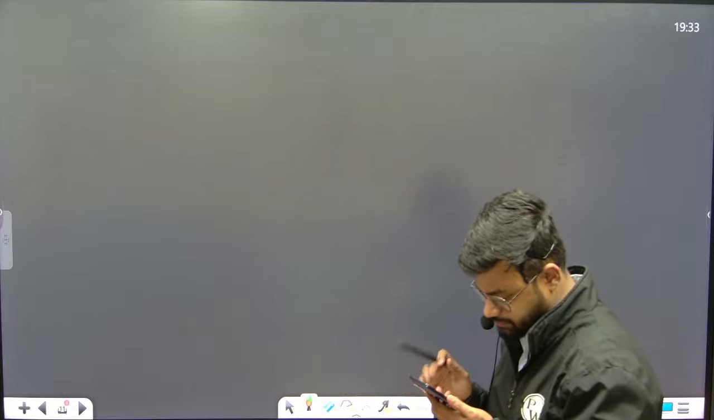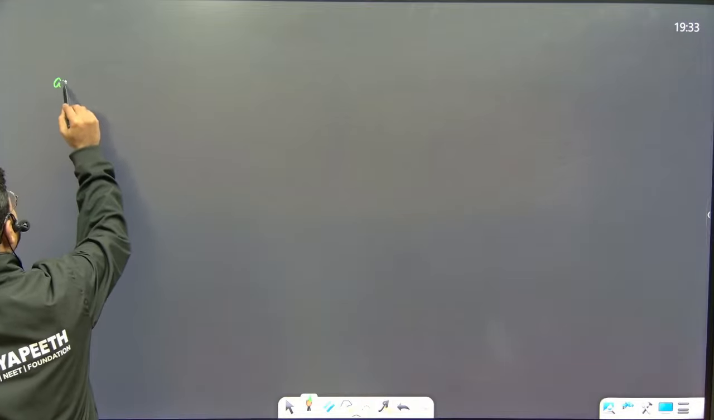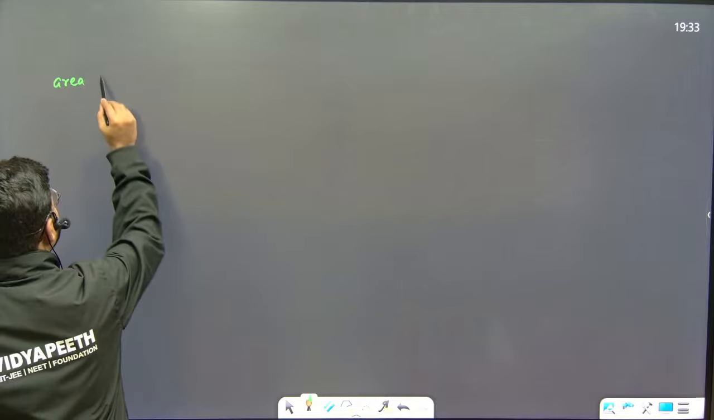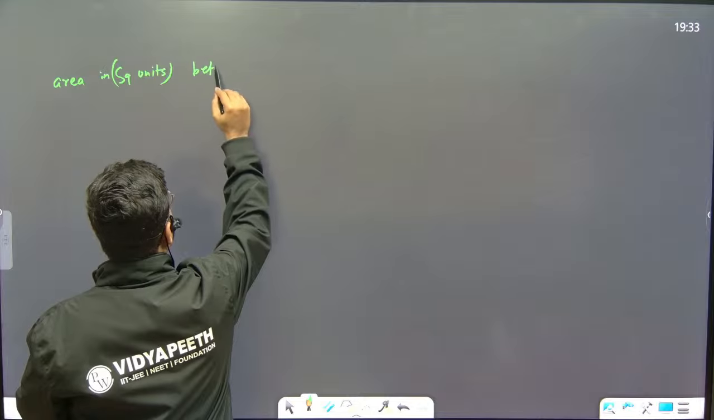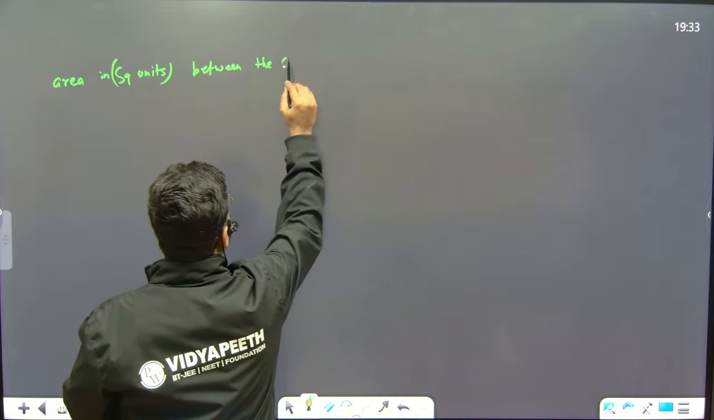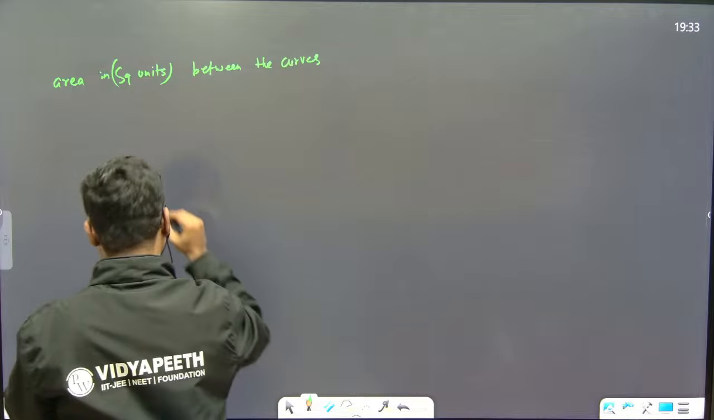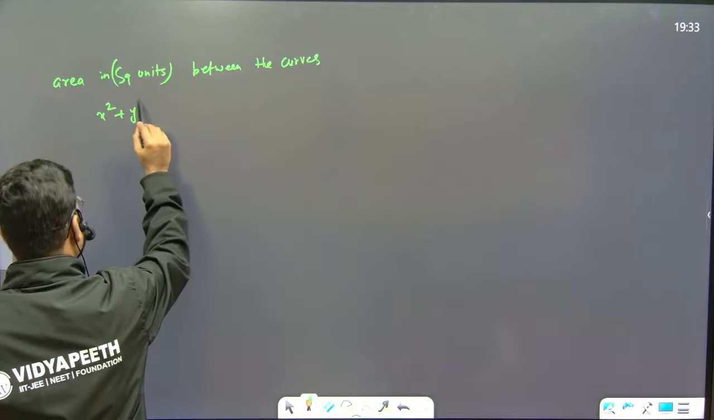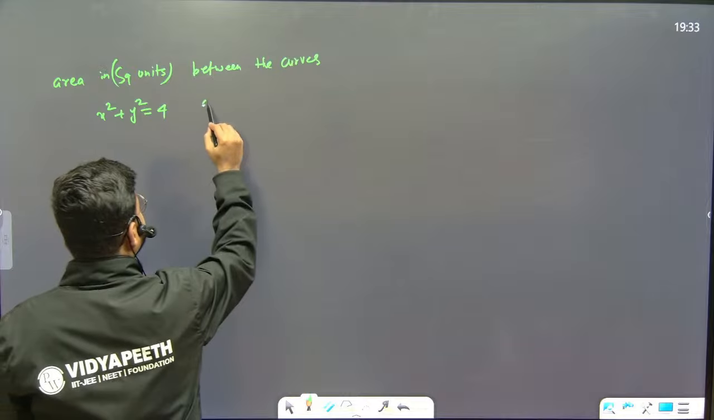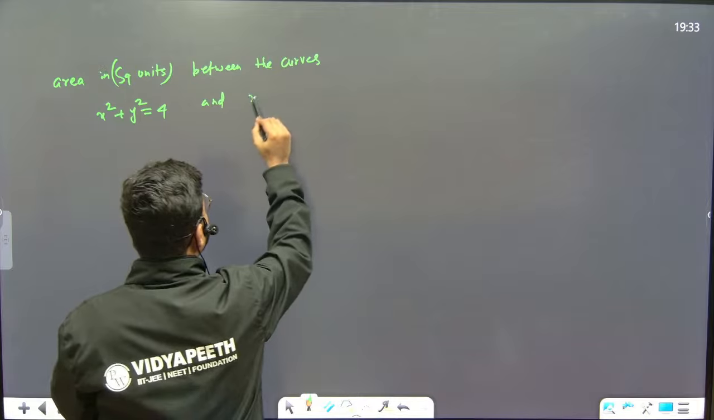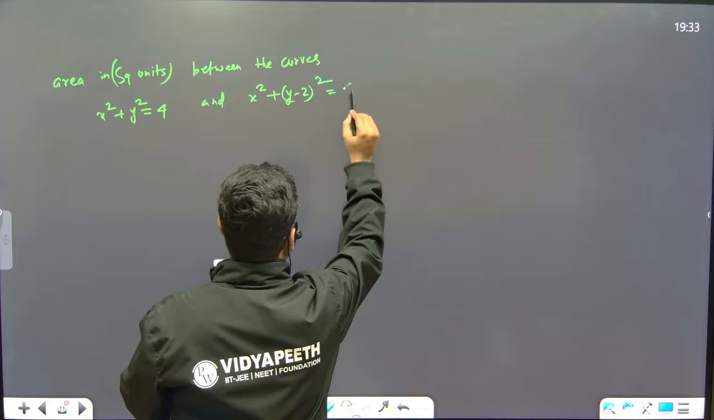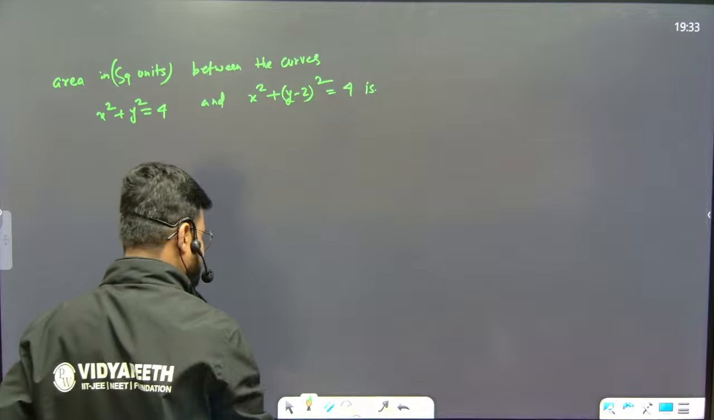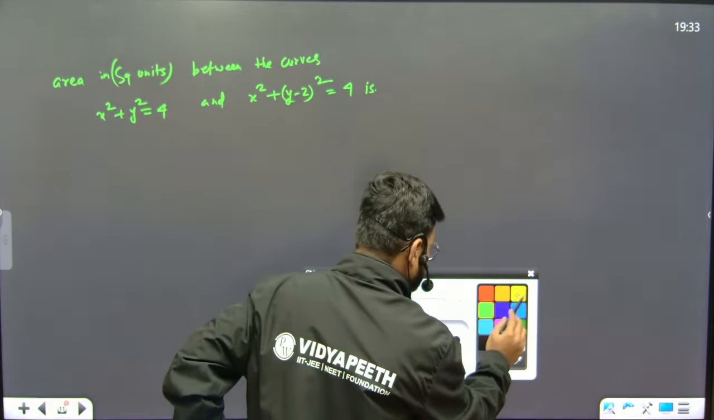So the next question is on area. This question is area under the curve. Area in square units between the curves x squared plus y squared equal to 4 and x squared plus y minus 2 whole squared equal to 4 is what? So the area bounded by the curve between these two curves.